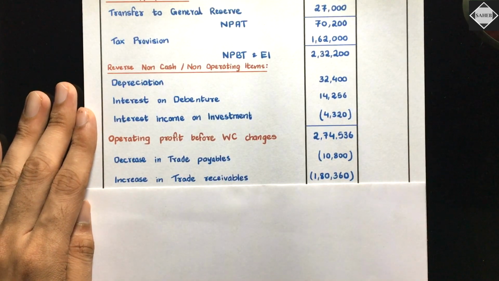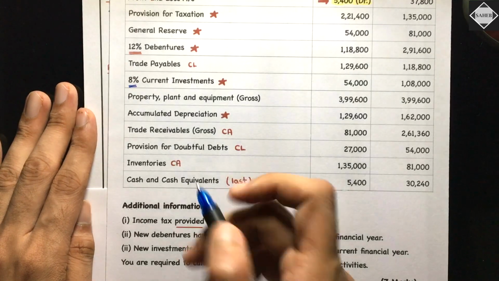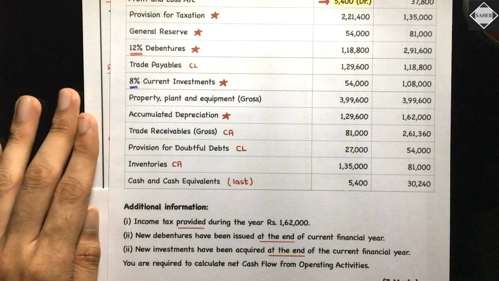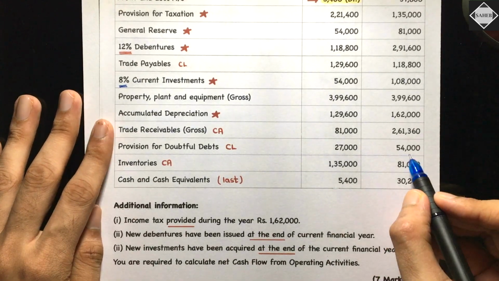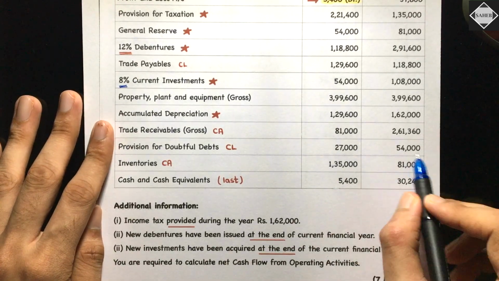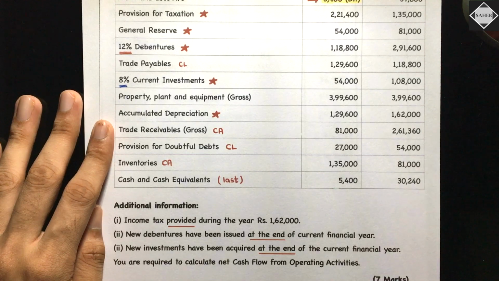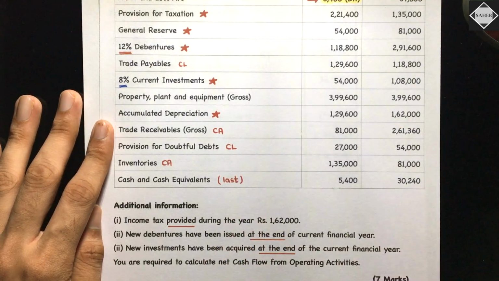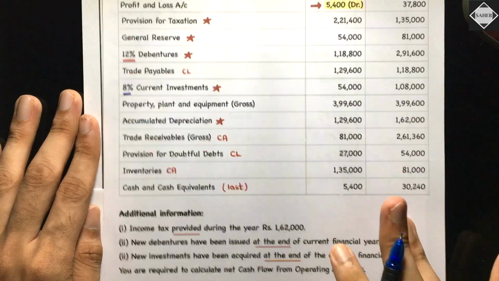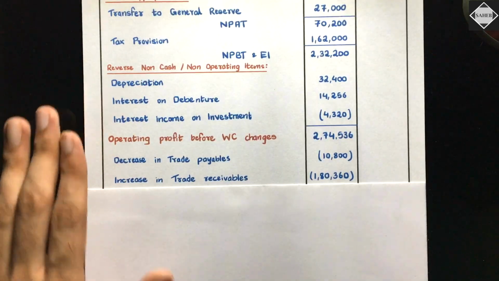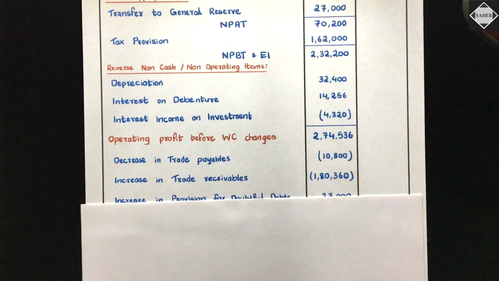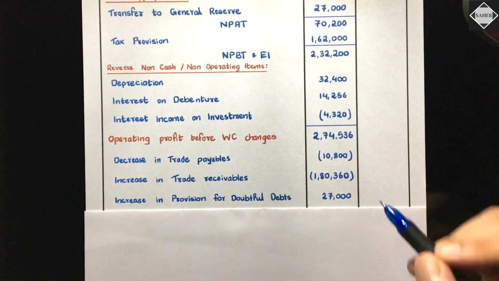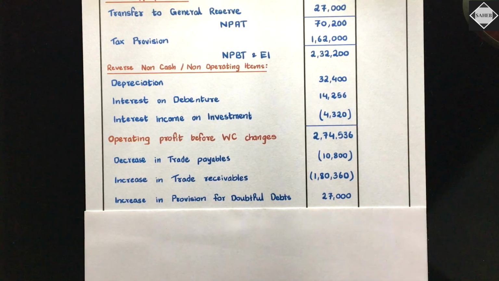Fine, simple. Next we have provision for doubtful debts, which we consider as current liability. From 27,000 it has become 54,000. So how much has it increased by? 54 minus 27 is 27 only. So by 27,000 it has increased. So we have to add 27,000, isn't it? It's current liability. So increase in provision for doubtful debts plus 27,000. Is it clear? Easy.